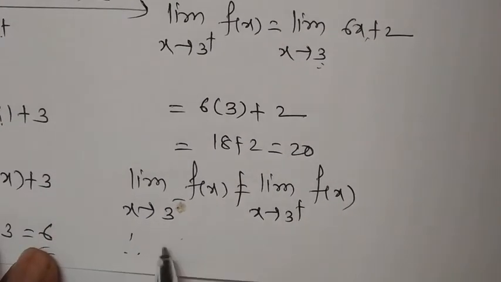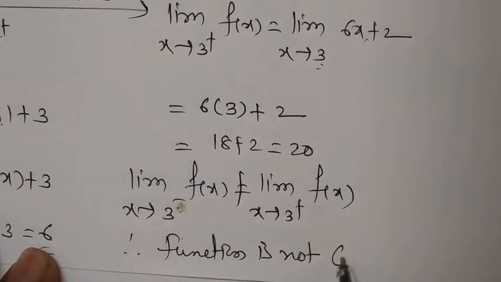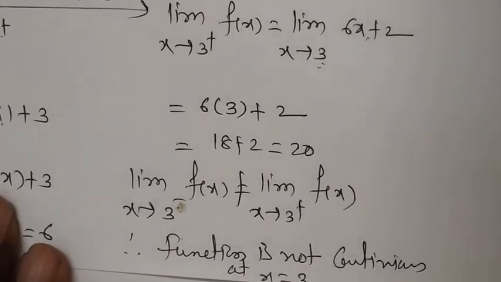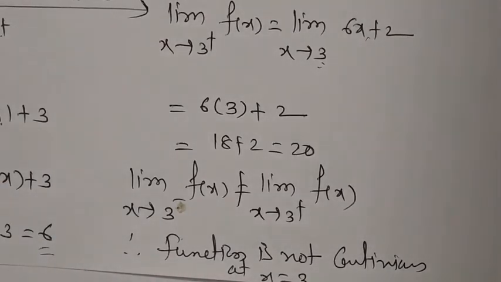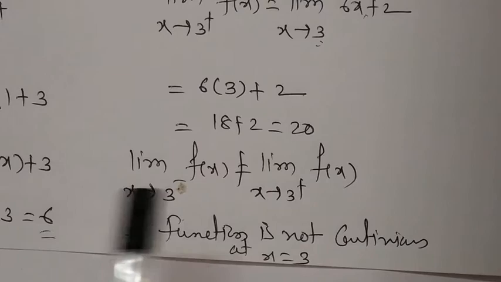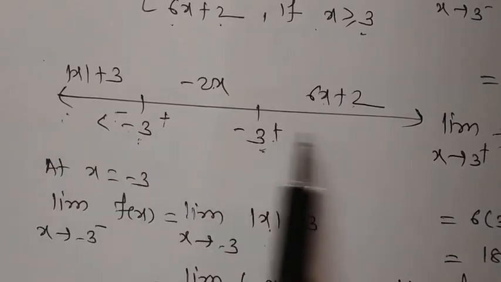Therefore, the function is not continuous at x equals 3. Now, we have two limits: for minus 3 it is continuous, for 3 it is discontinuous. But what about other numbers? On the number line there are many numbers.